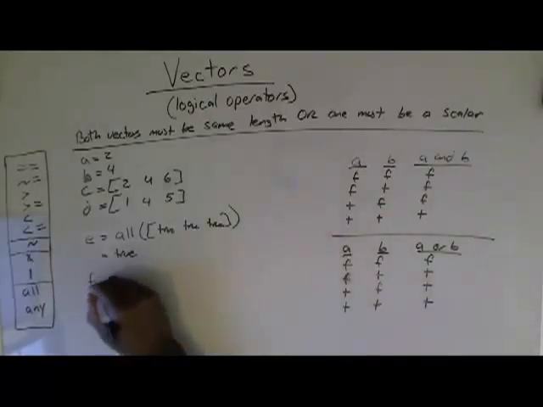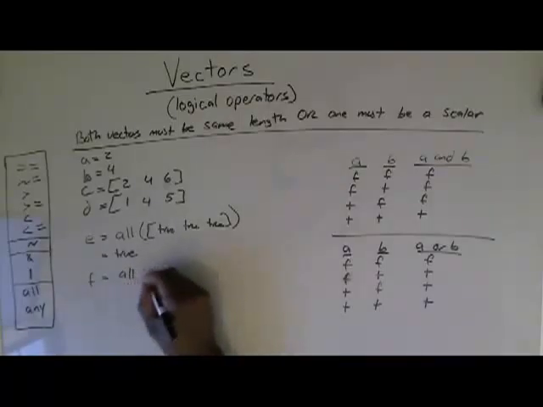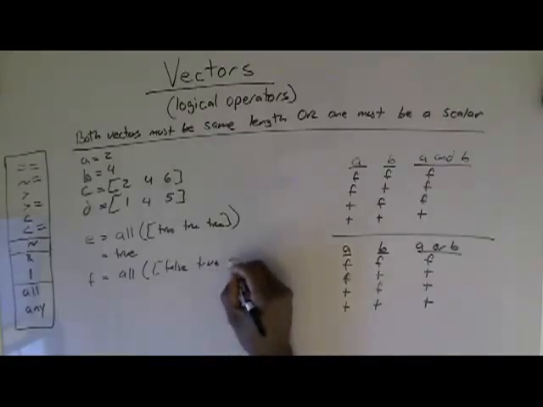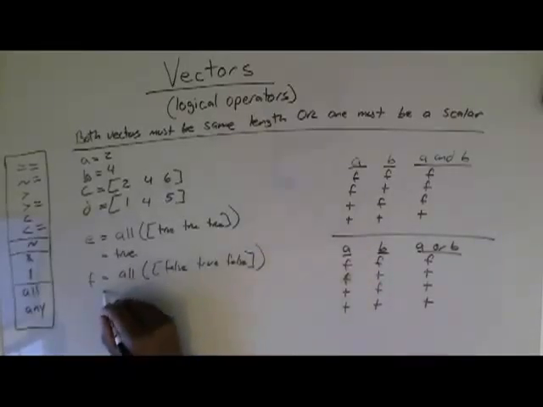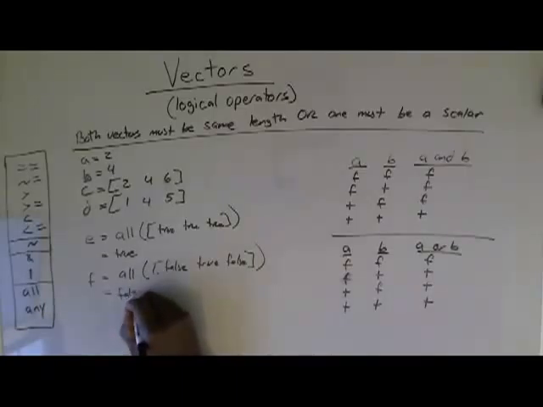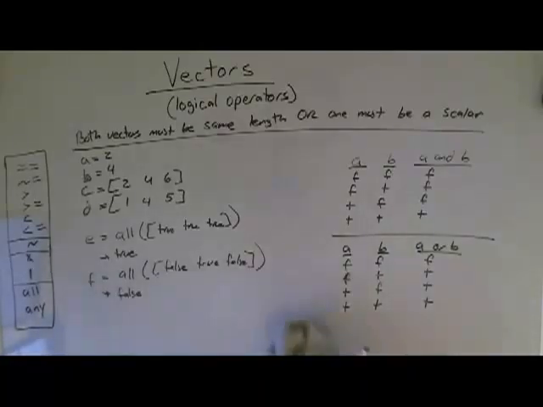If I had a vector F and I did all... false, true, false, then all of these things are not true, so F is going to be false. Okay. Likewise, if I come through and do any, it works the other way.